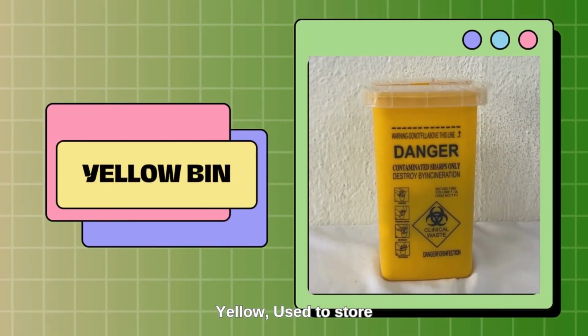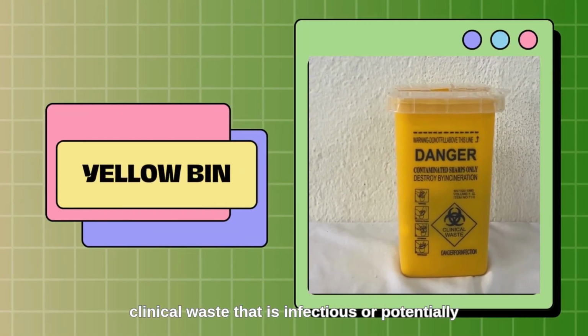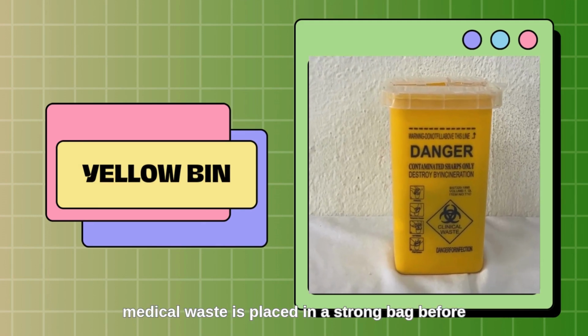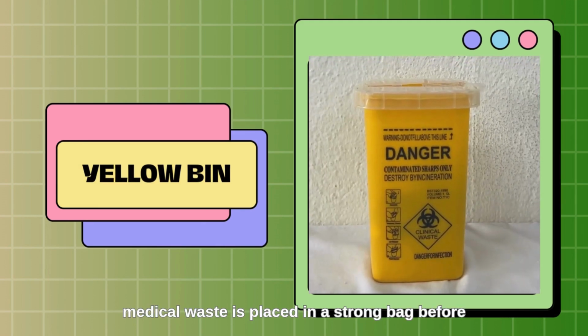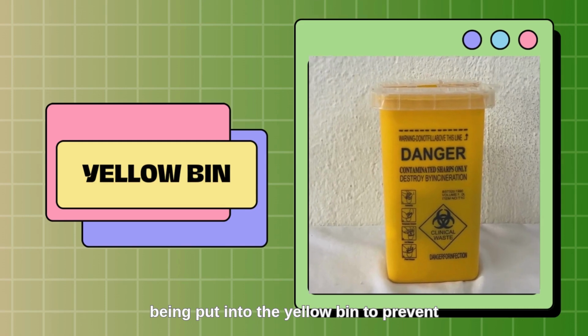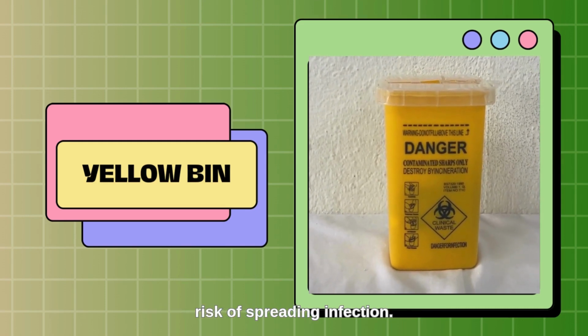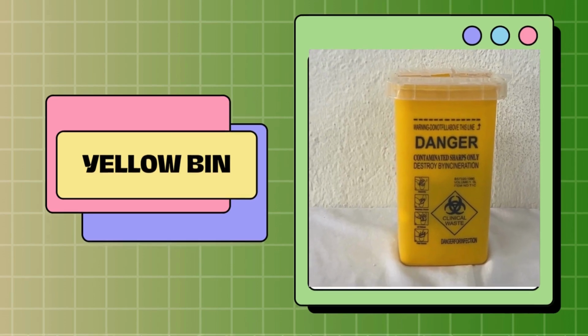Yellow. Used to store clinical waste that is infectious or potentially infectious. Reminder: ensure medical waste is placed in a strong bag before being put into the yellow bin to prevent spills and handle it safely to minimize the risk of spreading infection.